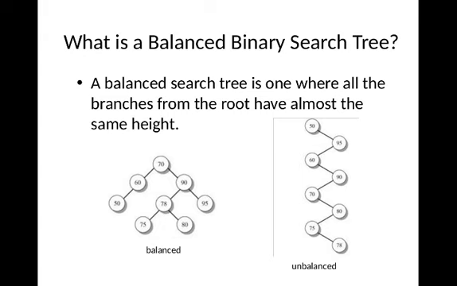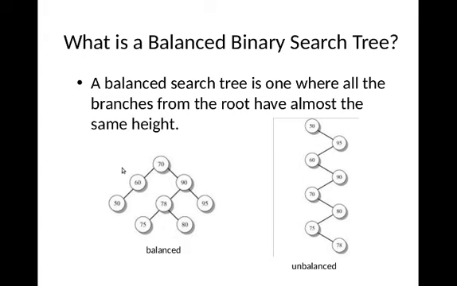When we talk about the balanced binary search tree, it has an additional balancing property. A balanced binary search tree is one where all the branches from the root have almost the same height. If you look at the two different trees in this slide, the one on the left is considered balanced compared to the one on the right.